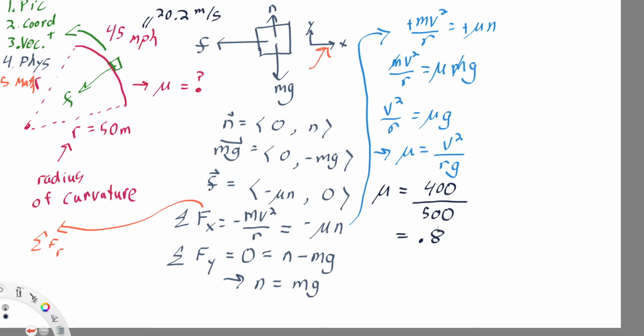The coefficient of friction is unitless, because we have velocity squared on top and bottom here, basically. All right, so that's our on-ramp problem. The 400 came from converting our speed to meters per second, and then 20 squared is 400.